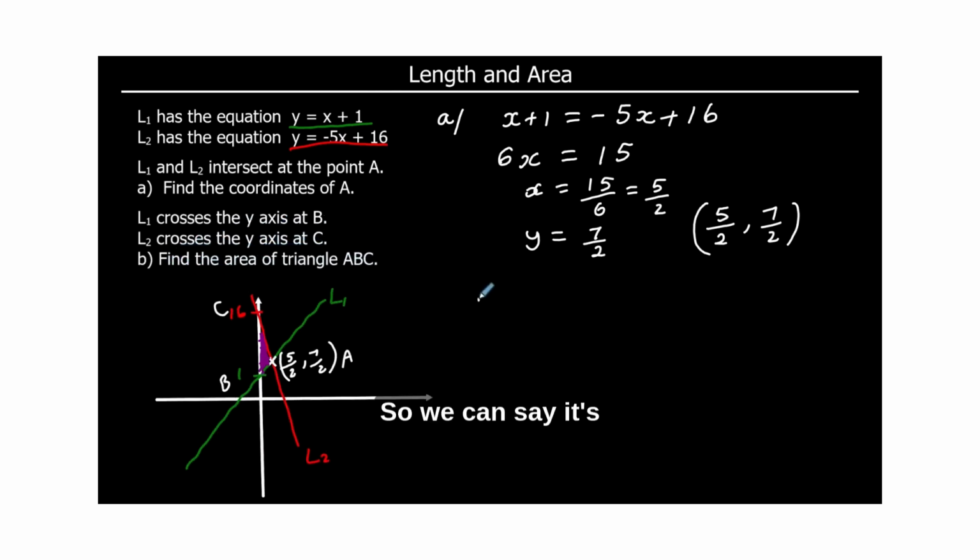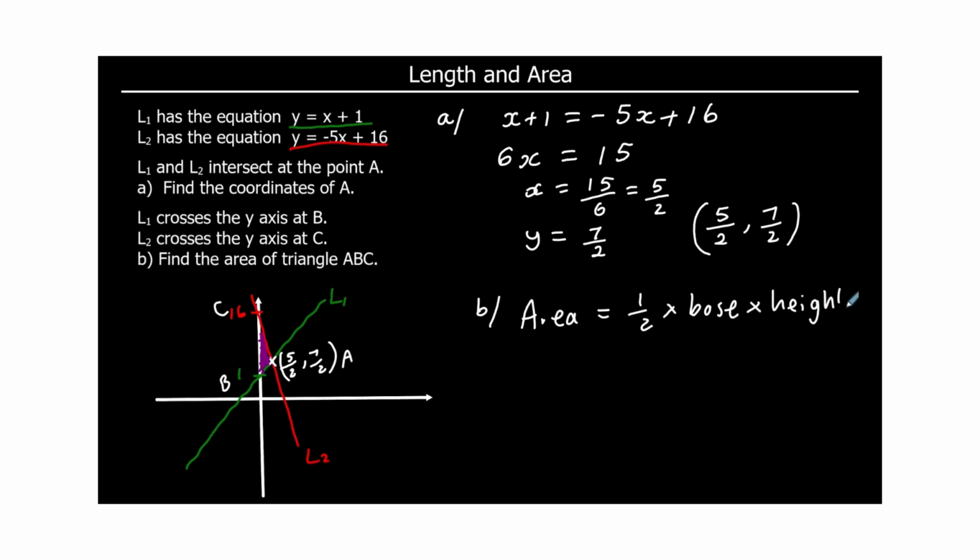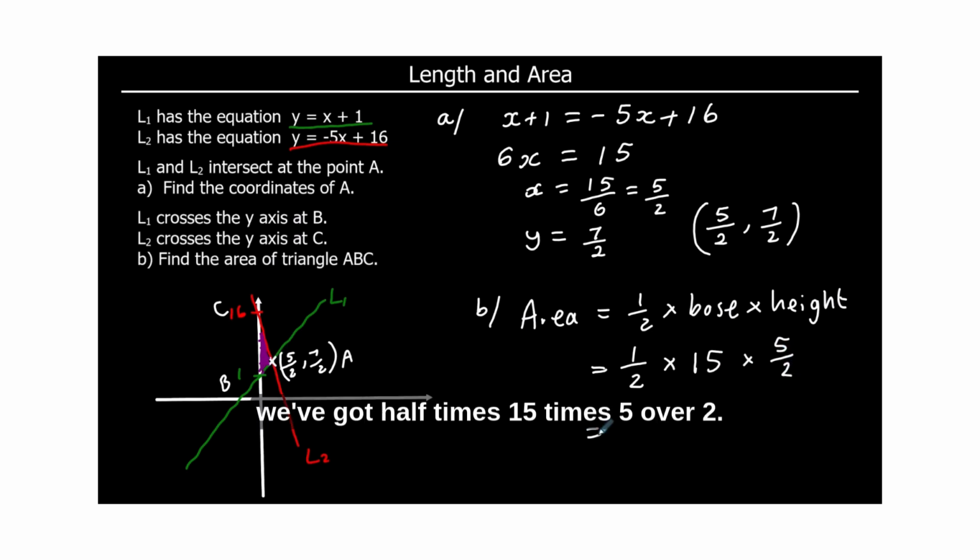So we can say its area is half times the base times the height. So if we say the base is 1 to 16, which is 15, and the height is 5 over 2, we've got half times 15 times 5 over 2. 5 15s are 75, 2 2s are 4. So it's 75 over 4. And I'll just write units squared.